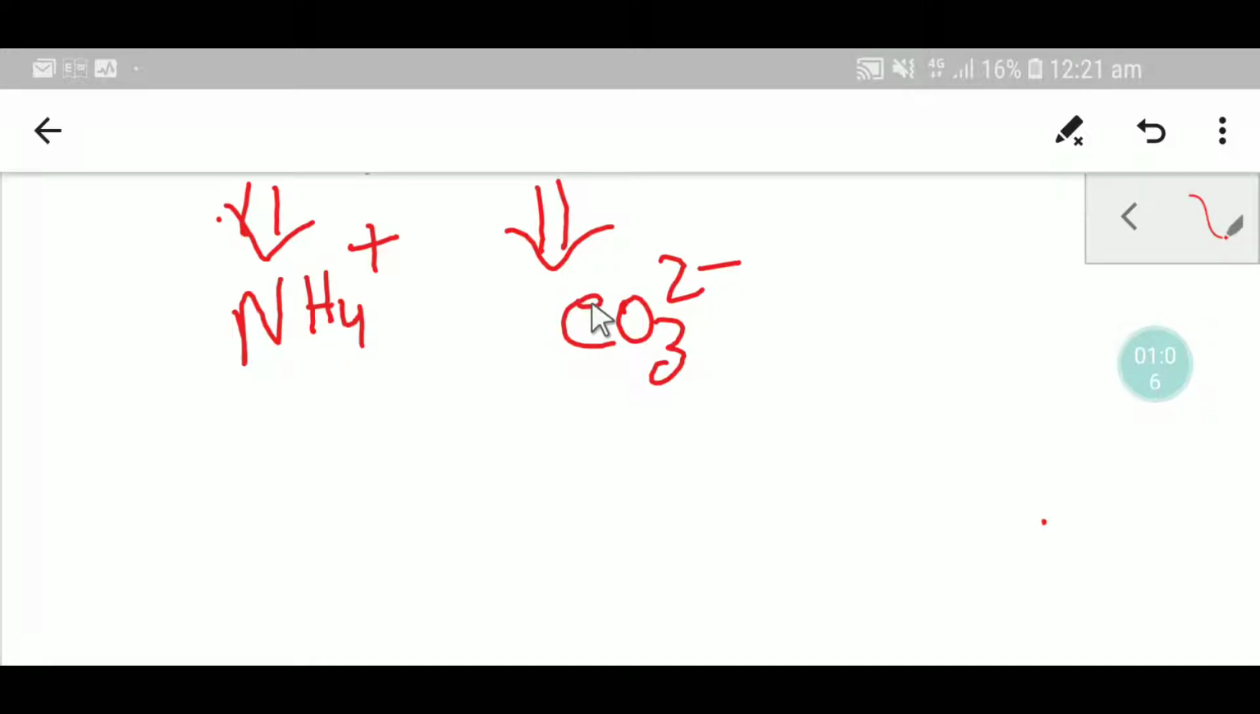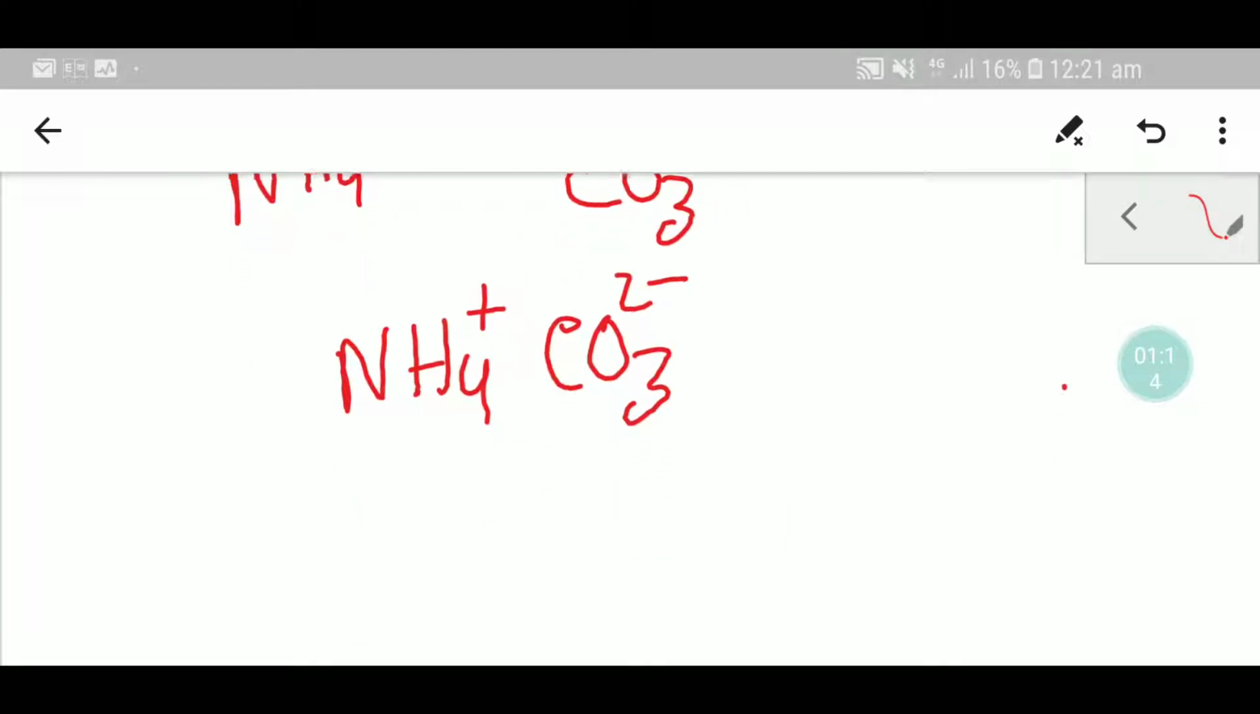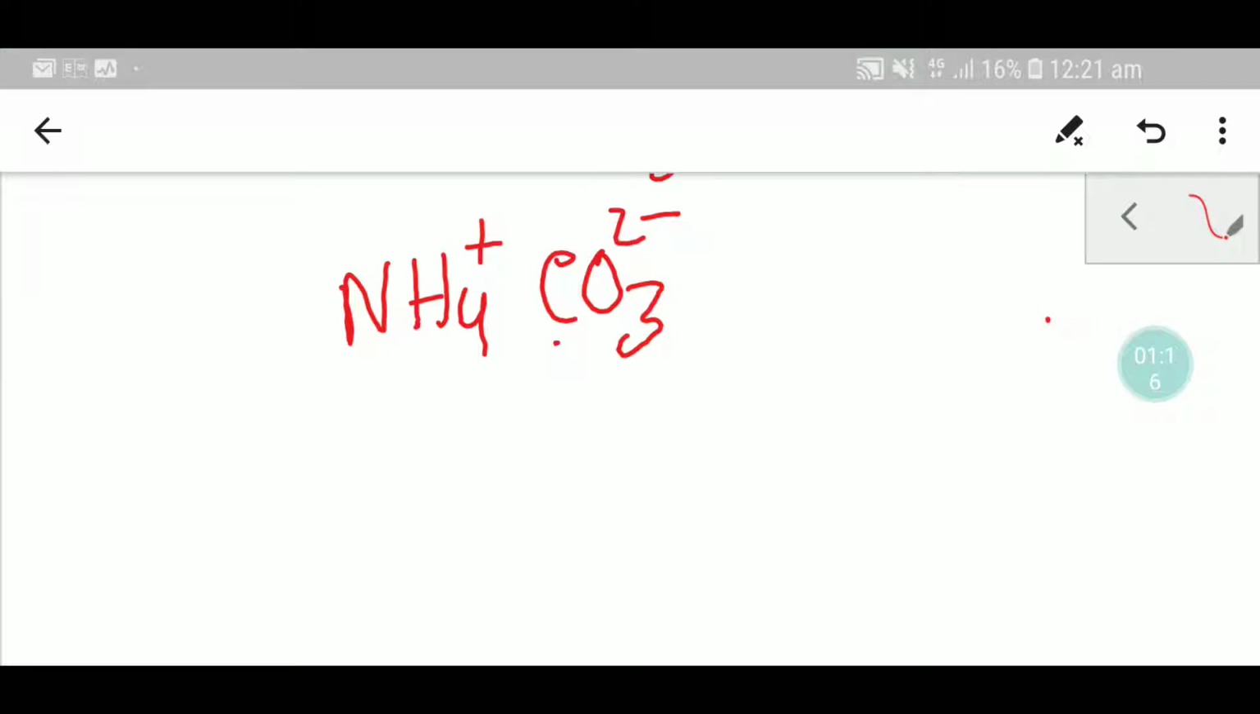Now we will write these two ions side by side, and now I am going to apply the crisscross method. In the crisscross method, the superscript of carbonate will be the subscript of ammonium, and the superscript of ammonium will be the subscript of carbonate. So let me write that.